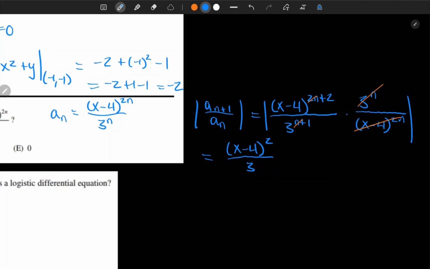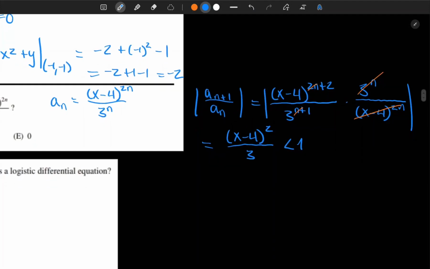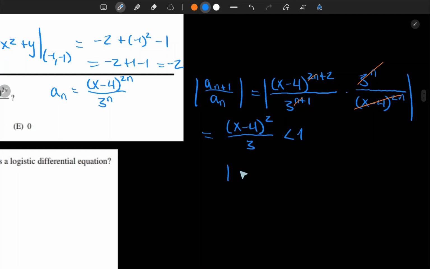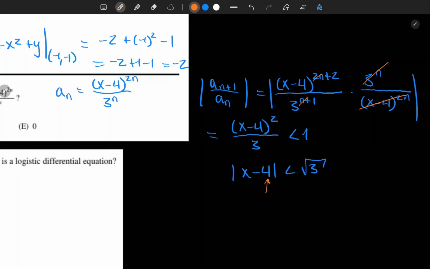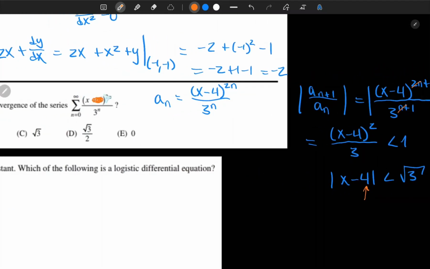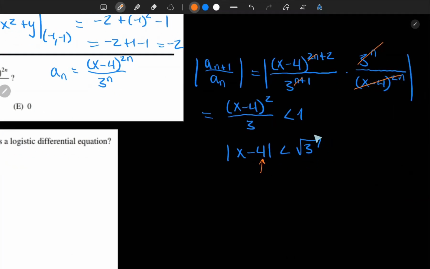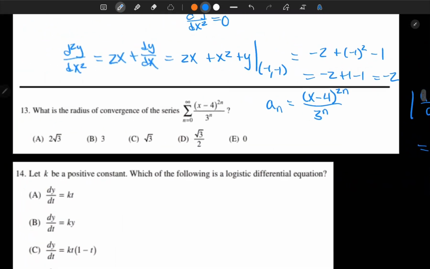To compute the radius of convergence for a series, you first compute this, and then you say that you want it to be less than 1. So we then find that the absolute value of x - 4 is less than the square root of 3, just by multiplying 3 over and then taking the square root. But this 4 here doesn't change the result. The radius of convergence would be the same if this -4 were instead a 0, or if it were -1,000 or plus 1,000. It doesn't change the radius of convergence. So this square root of 3 is the actual radius of convergence. So we find that the answer is C.